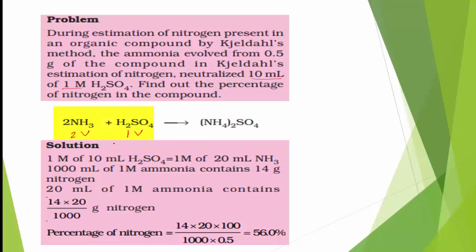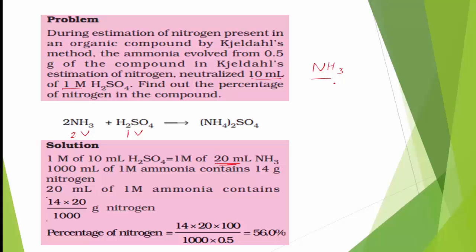Simple. Since 10 ml of H2SO4 having molarity 1m is being used, the amount of ammonia consumed will be just twice of that. So 20 ml of 1m ammonia will be used.